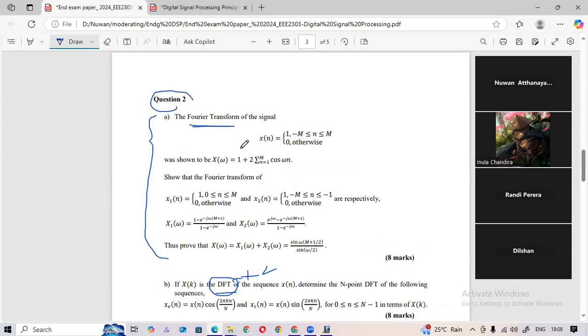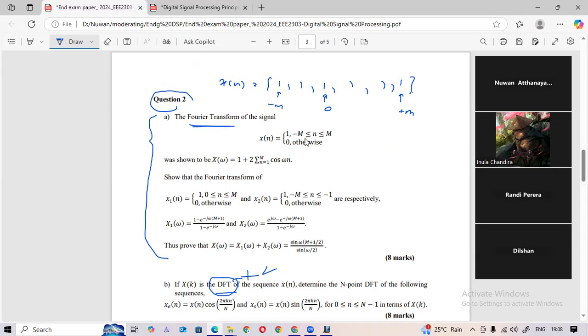For example, there is a sequence. Here the sequence xn will have 1 1 1 like this. It is actually a finite sequence, from minus m to plus m, and somewhere 0 will be there. It is this kind of sequence.